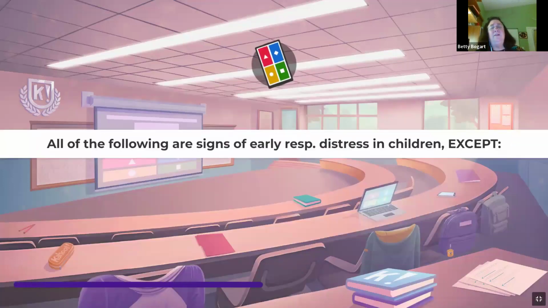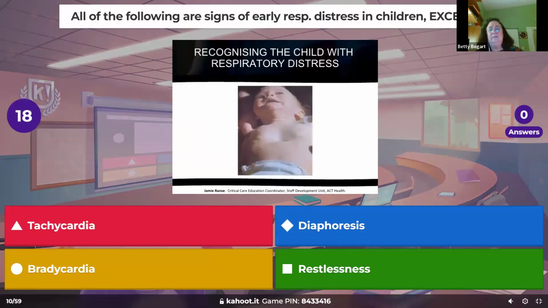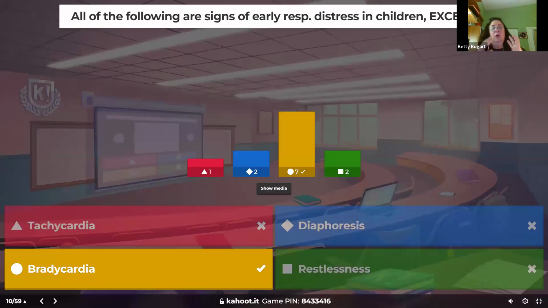All of the following are signs of early respiratory distress in children except. What do you see? When it gets to the point of bradycardia, you're about to code. Tachycardia, tachypnea, diaphoresis, restless, absolutely. If they're bradycardic, you're about to code.